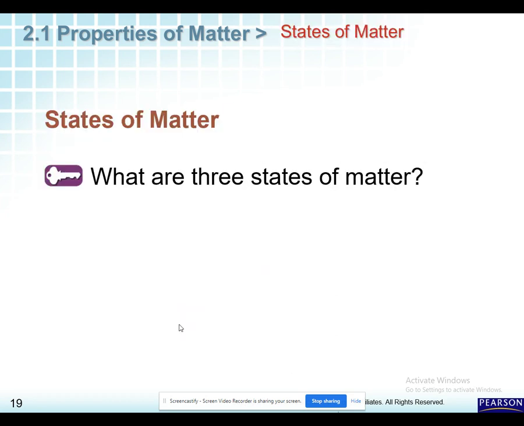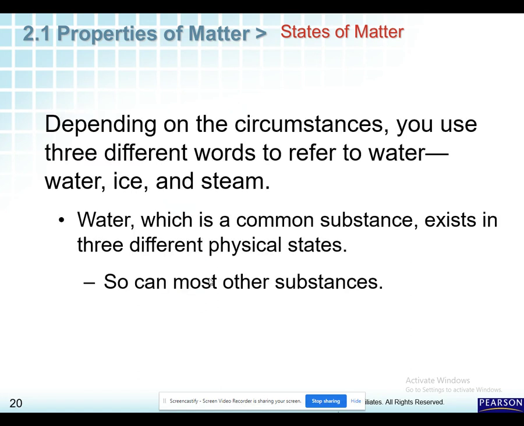And the last thing we have to talk about, or the third part of this lesson, is states of matter. The reason I put this in this section and the reason we're learning about the states of matter is because states of matter are always considered physical properties. So you can ask yourself, what are the 3 states of matter? Hopefully, you guys can tell me that one of the states of matter is solid, liquid, and gas. So we're going to take these 3 and kind of connect them to water.